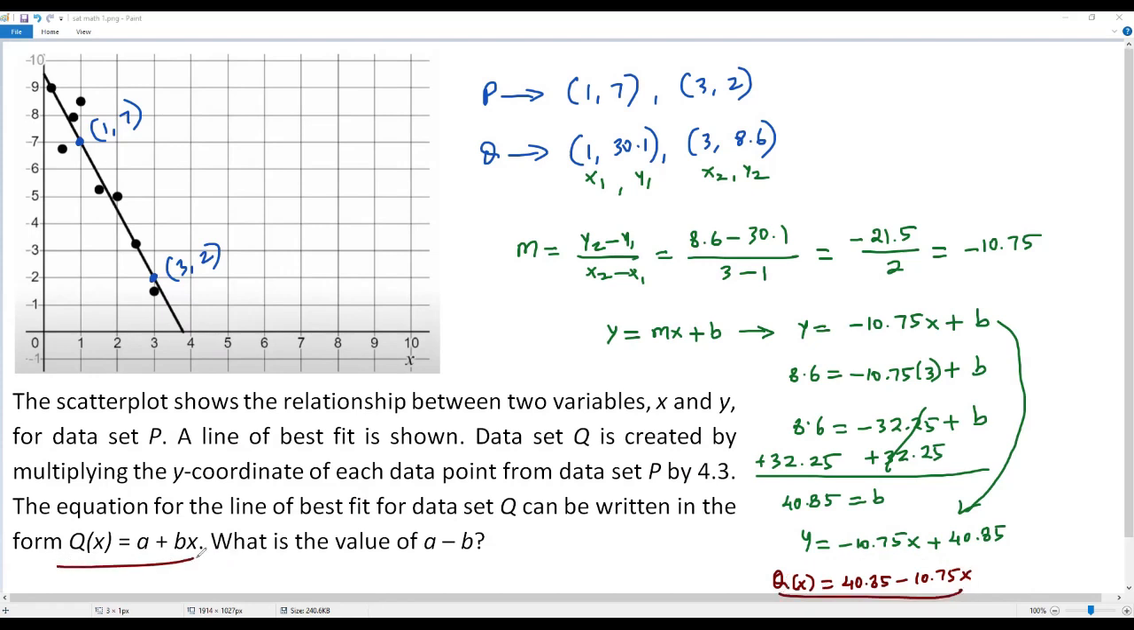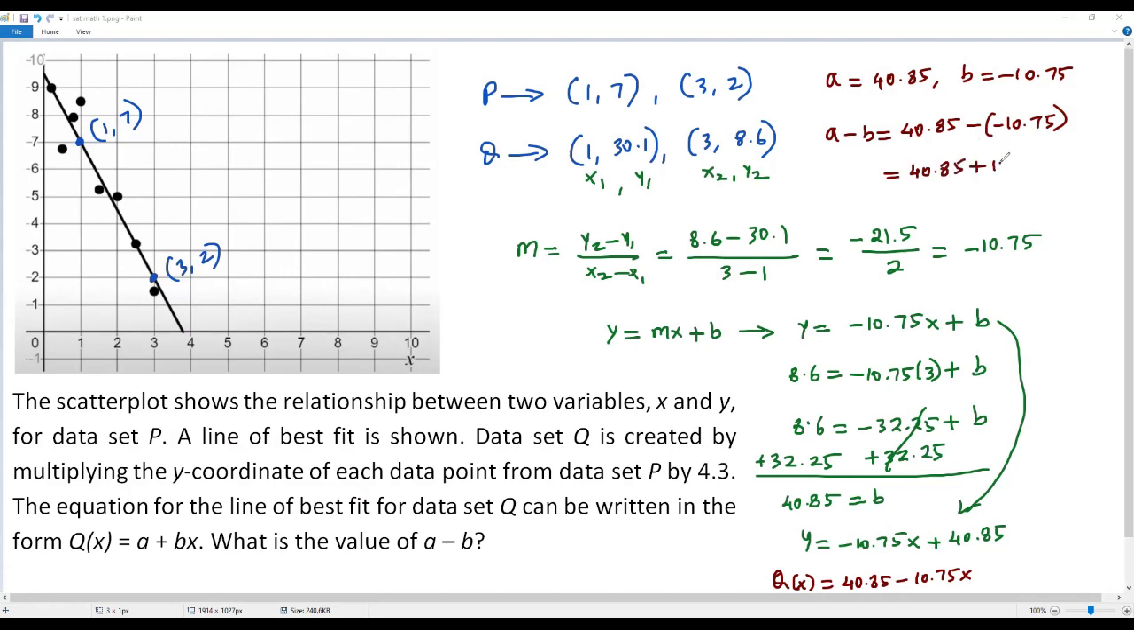When I compare this one and this one, in the place of a there is a constant term, which is 40.85, and the coefficient of x is b. Here the coefficient of x is negative 10.75. So when we compare, we get a equals 40.85 and b equals negative 10.75. Our aim is to get the value of a minus b. That is a minus b equals, for a we plug in 40.85, minus, for b we plug in negative 10.75. Minus times negative is positive 10.75. Now let me add these two values.